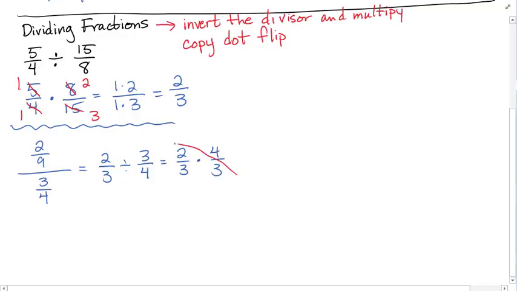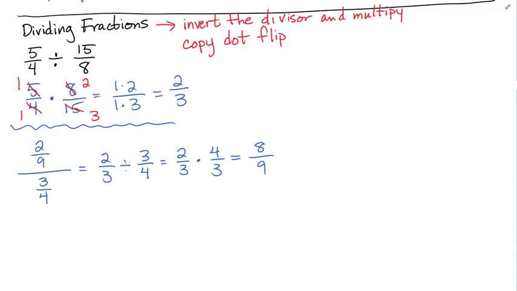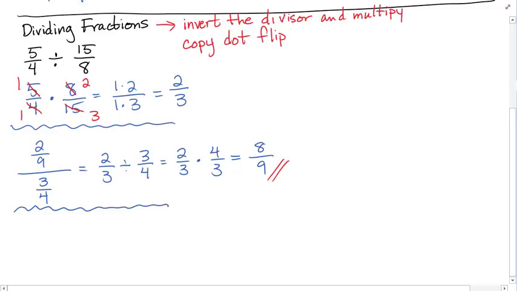So we just look, is there anything those two share in common? No, they don't have any common factors. How about this way? Do they have any common factors? No. So we can't do any simplification, so we're just now ready to multiply. Top times top is 8, bottom times bottom is 9, and we can look at that and see, oh, that's going to be the final answer. It can't be reduced. So that's one thing to watch out for with division.